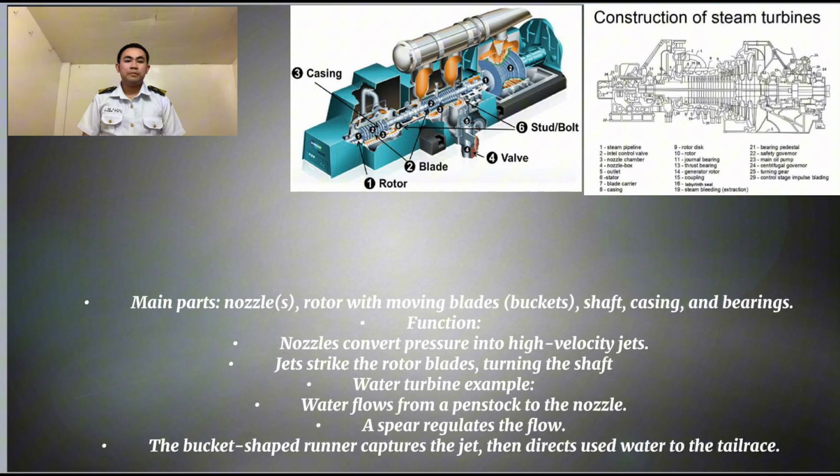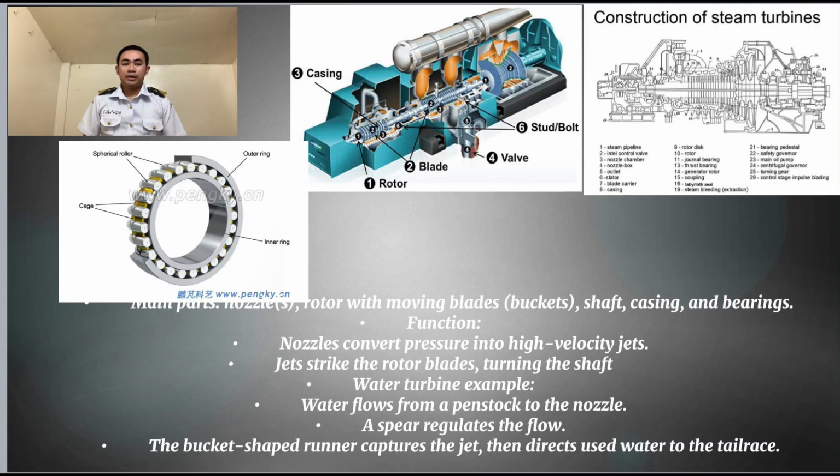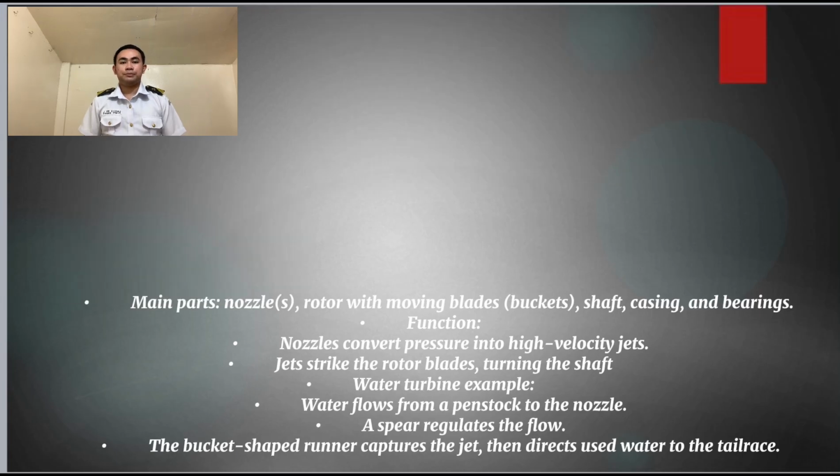Let's proceed to the main parts: nozzles, rotor with moving blades or buckets, shaft, casing, and bearings. The nozzle converts pressure into high velocity jets. Then the jets strike the rotor blades, turning the shaft. Water turbine example: water flows from a penstock to the nozzle, and a spear regulates the flow. The bucket-shaped runner captures the jet, then directs used water to the tail race.